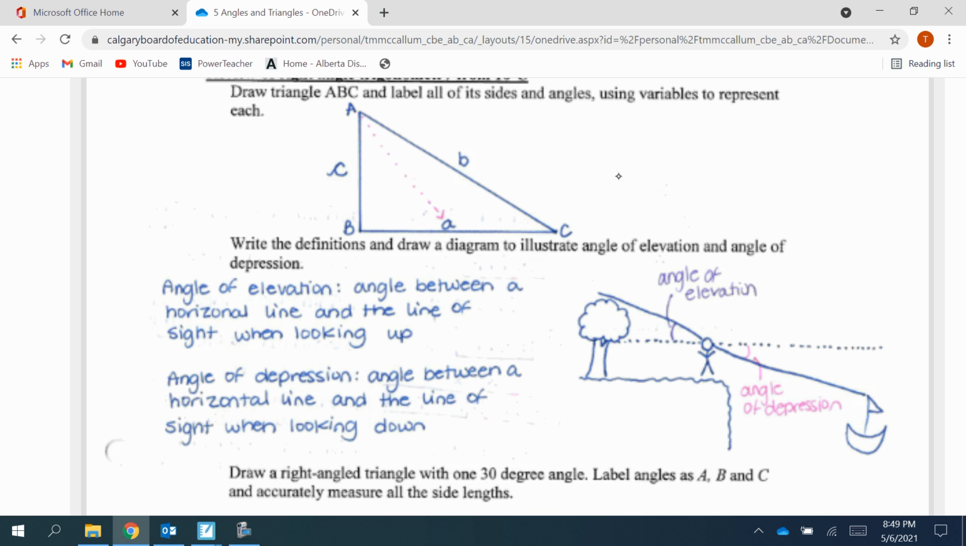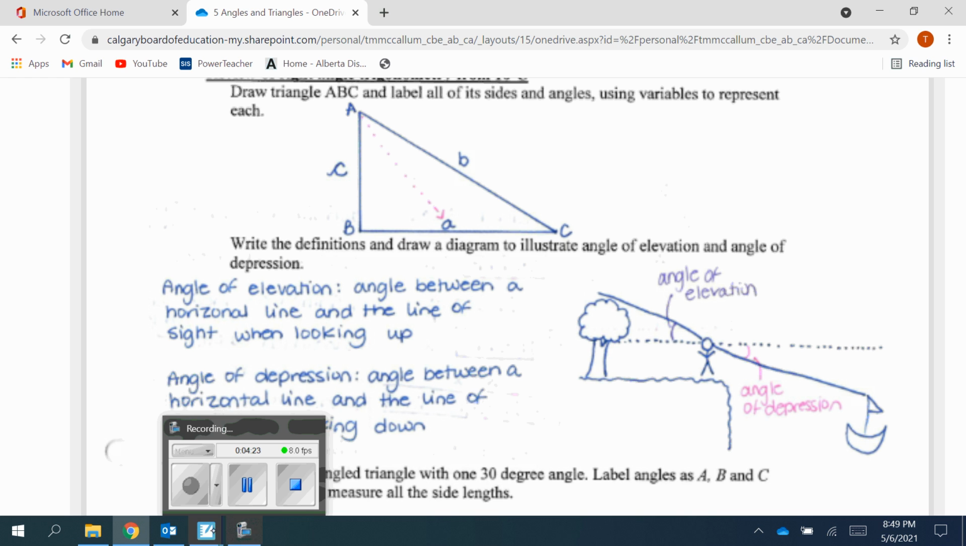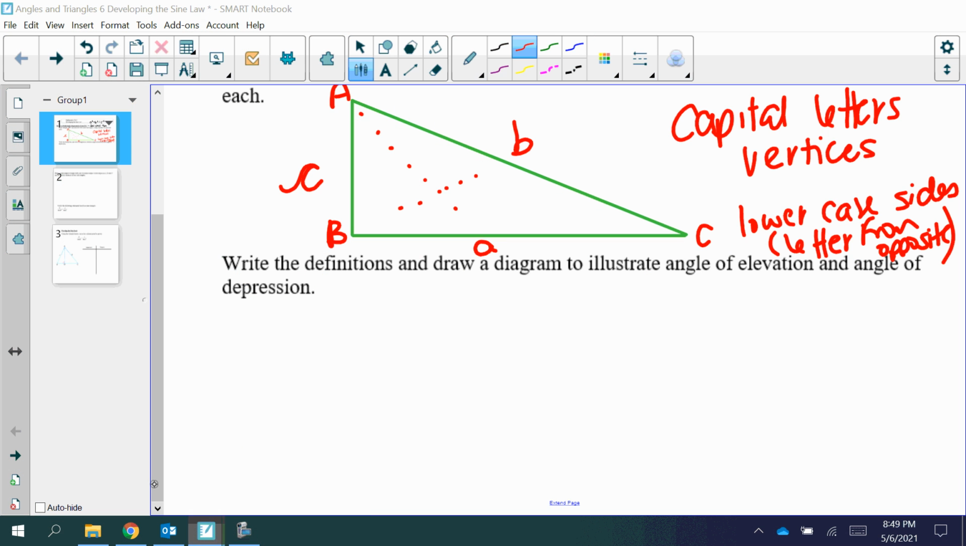Yeah, that's true. Okay, so the next one I usually actually have you guys do, but since you don't have protractors, we're just going to look at the one that I had drawn in my book. So it says, draw a right angled triangle with one 30-degree angle, label angles A, B, and C, and accurately measure all the side lengths.